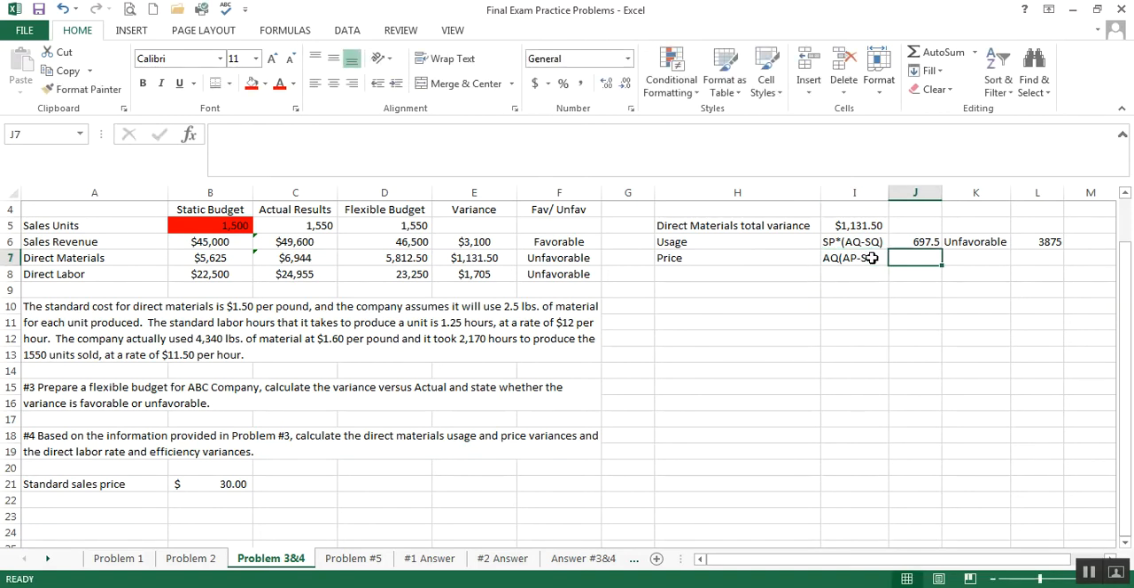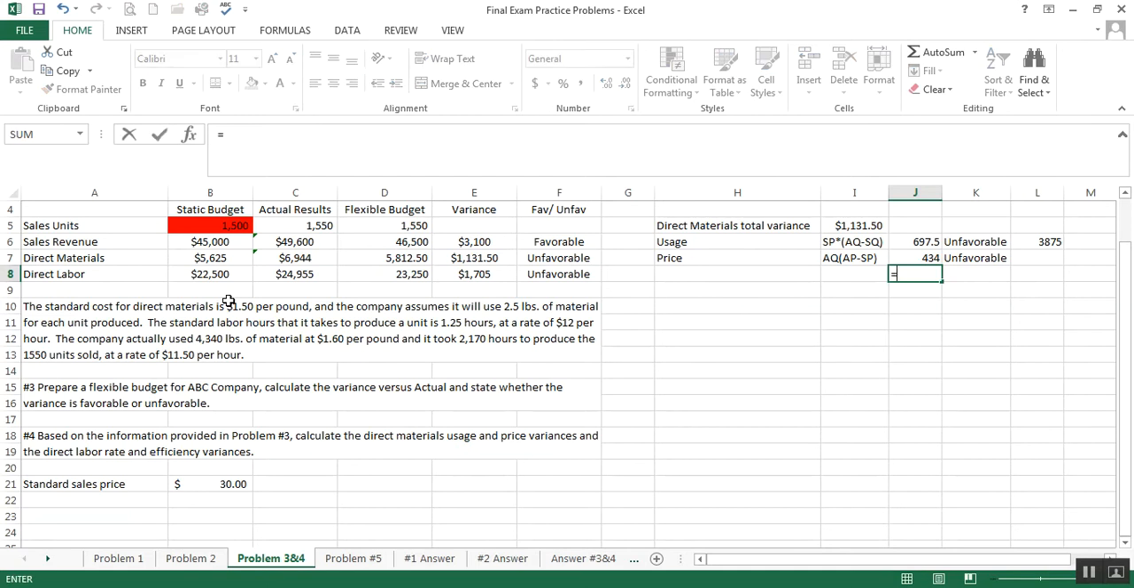So again, we're not looking at the number of units, we're looking at the materials that we use. So our actual quantity is going to be the amount of material that we use, which was 4,340 pounds. So equals 4,340 pounds times our actual price of 1.60 per pound minus our standard price of 1.50 per pound. So that gives us a variance of $434. Again, it cost us more than we thought it should, so it's going to be an unfavorable variance.